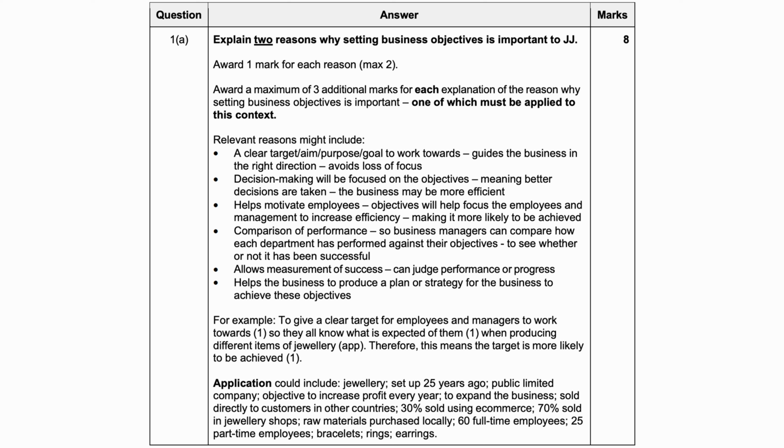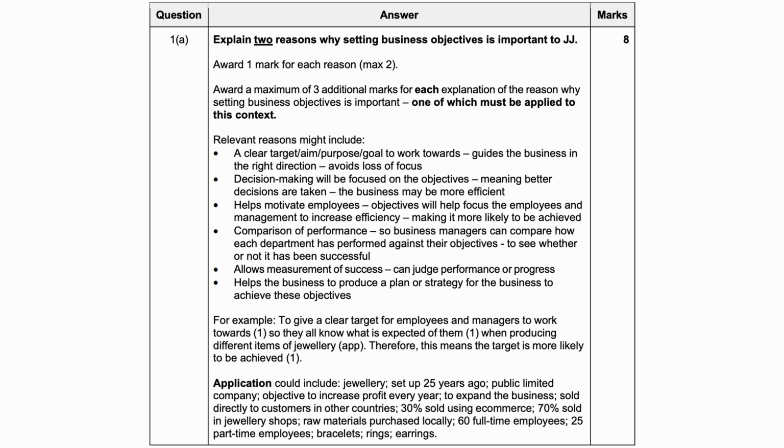Then it gives you an example. For example, to give a clear target for employees and managers to work towards, that's 1 mark. So they all know what is expected of them, that's another mark. When producing different items of jewelry, there's your application. Therefore, this means the target is more likely to be achieved, and there's your final mark. And then there's some application there that you could include within your answer.